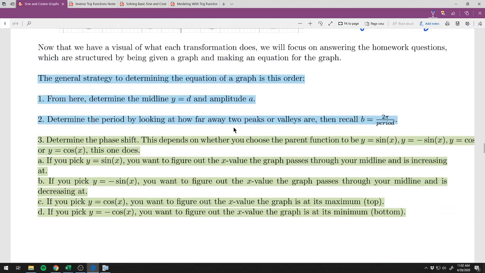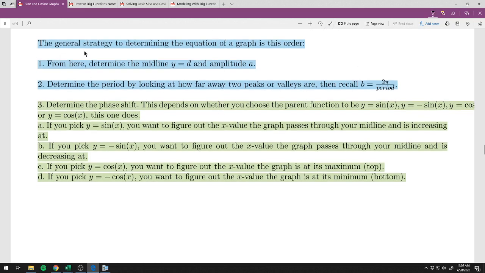All right, so what we're going to do, the last two things in this section, we want to look at problems like, if we're given a graph, can we figure out the equation? And then take those ideas and actually set up some word problems with this stuff. Right? This is definitely the longest section in Unit 2. It sets the foundation for everything else.